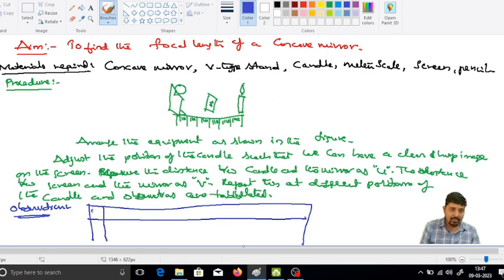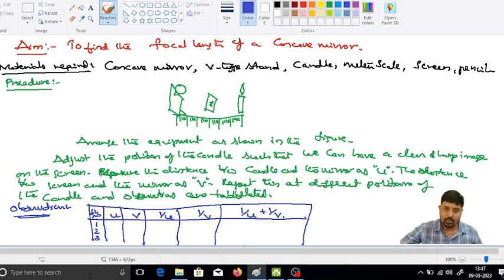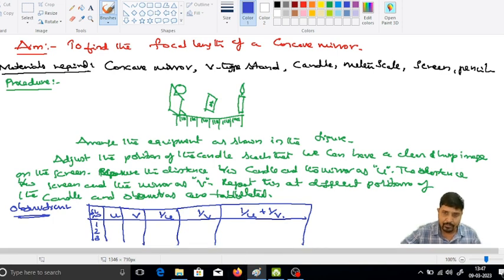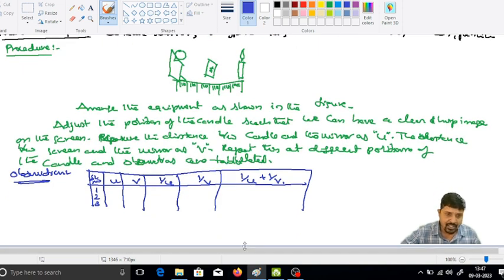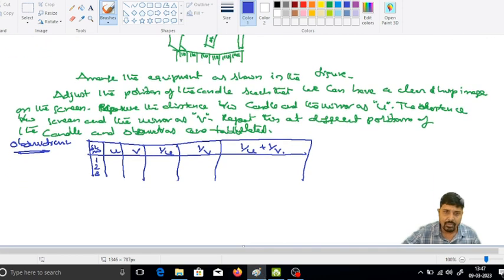Here I am writing serial number. Here I will write U. Here I will write V. Here I will write 1 by U. And here I will write 1 by V. In the last we are writing 1 by U plus 1 by V. Okay. In the serial number you write 1, 2, 3 and you leave the table like that only. You need not write any values there. Just leave the table like that. Okay. So your table is closed.